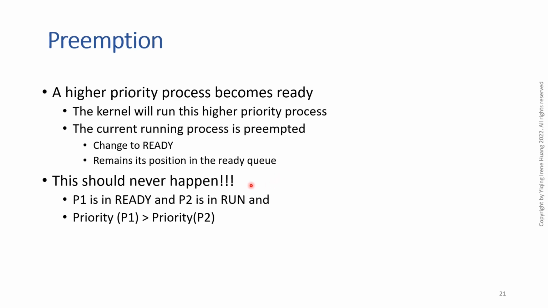So preemption implies the following situation should never happen. Let's say I have P1 that is ready and P2 is in run state, but P1 has higher priority than P2. Then this basically means you definitely have an incorrect scheduler.